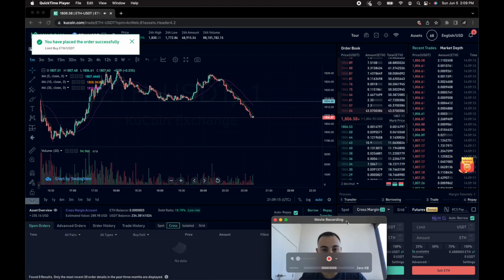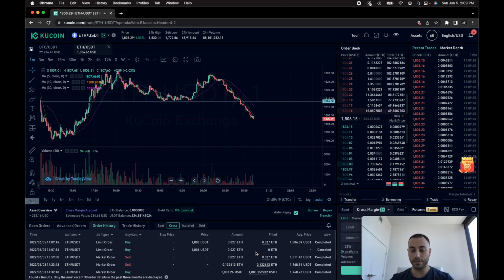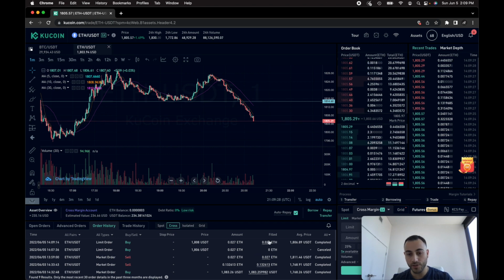And it was placed successfully, and it looks like I successfully bought and sold Ethereum. So now I have no more Ethereum. I borrowed the 0.027 at 1811, and then I bought it back at 1806, which means I kept that $5, and that was pretty much the short trade.